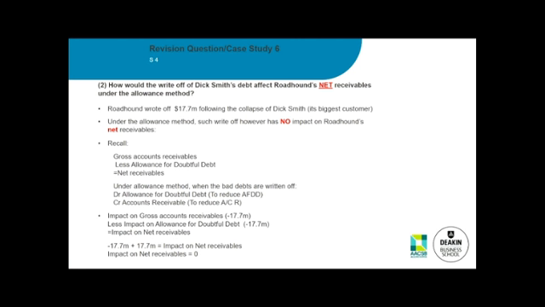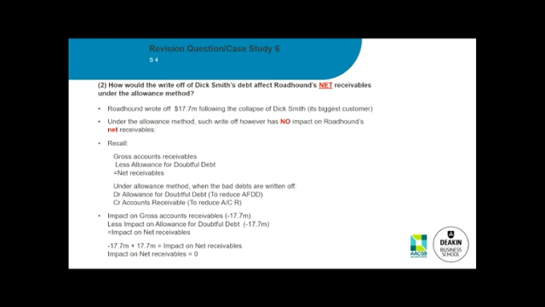Right, so negative 17.7 million minus negative 17.7 million should give us a zero. So that's it for the question. Any questions regarding this particular exercise?